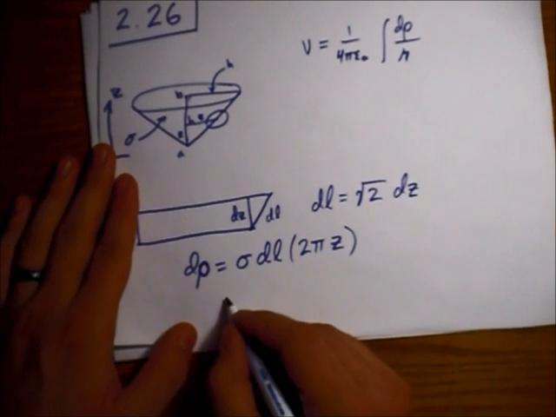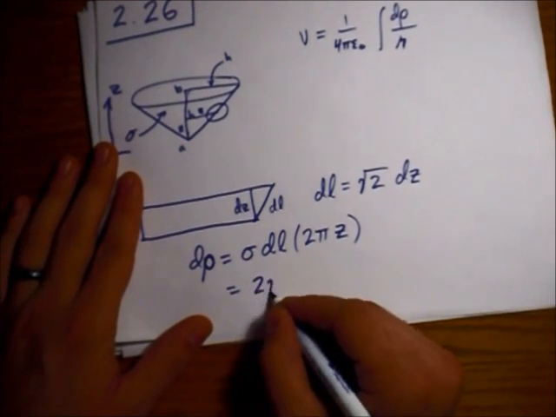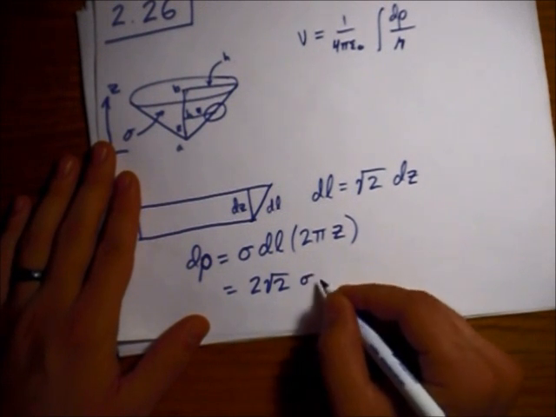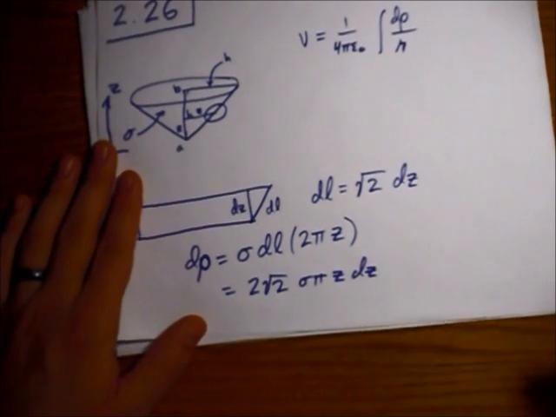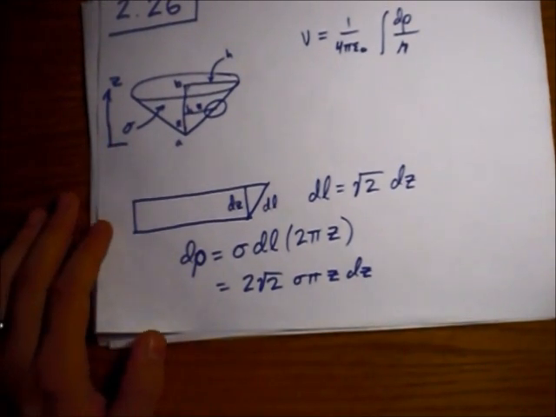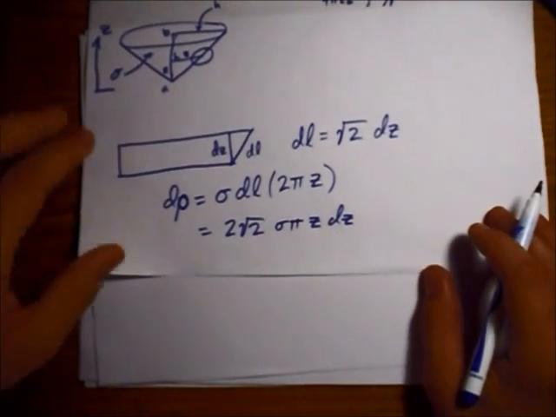So let me make this nice. We have a 2 times the square root of 2, we have a sigma, we have a pi, we have a z dz. Okay. Probably didn't have to go through all that, but it's good to make it clear.